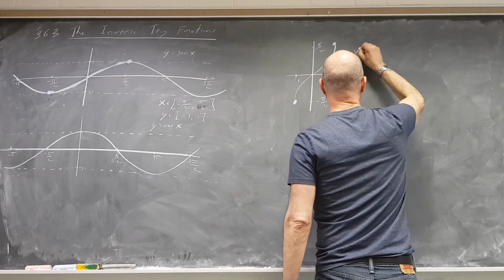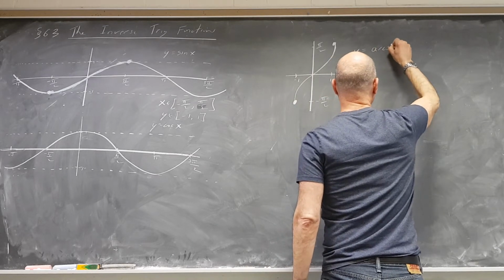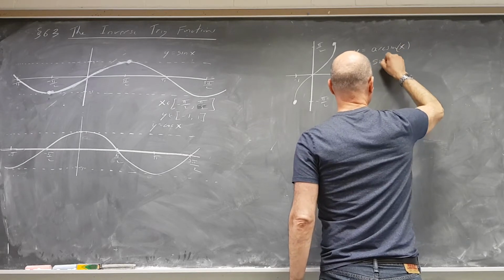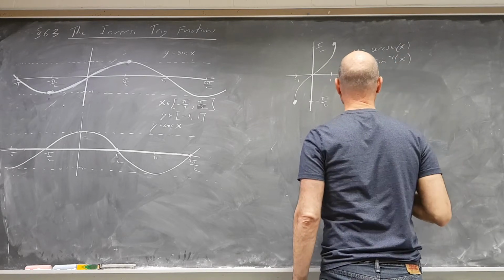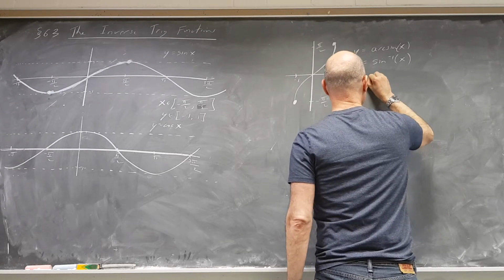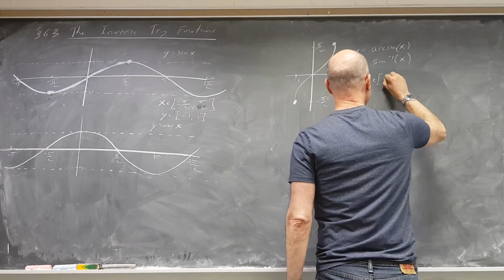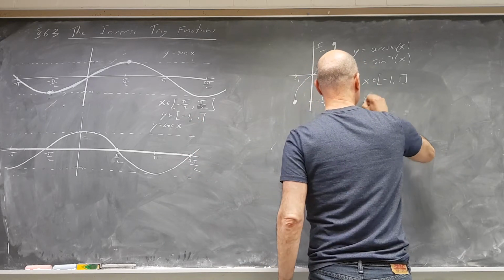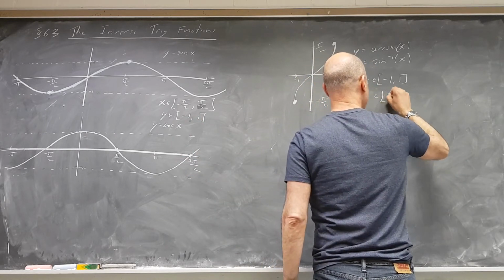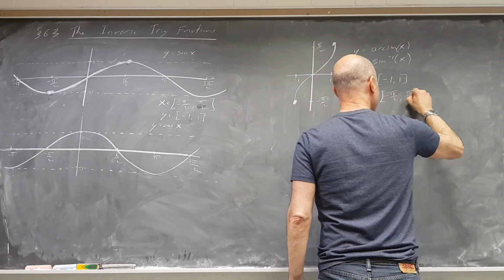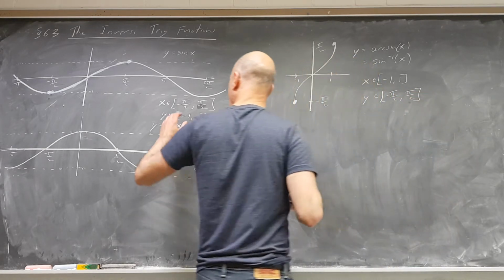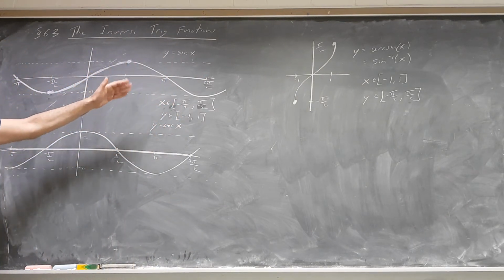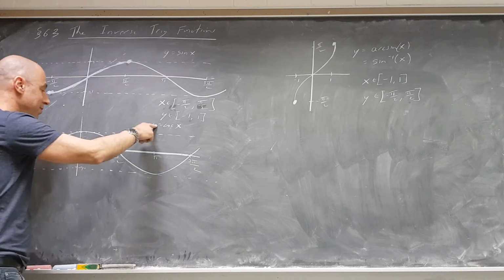So this is y equals arcsine x, or you can write it as sine inverse of x. And the domain of this function is negative 1 to 1, what was formerly the range. And the range of this function is negative pi over 2 to pi over 2. The set of y values that come out here are what were the domain over here once we restricted the domain. We can do the same thing to cosine of x.